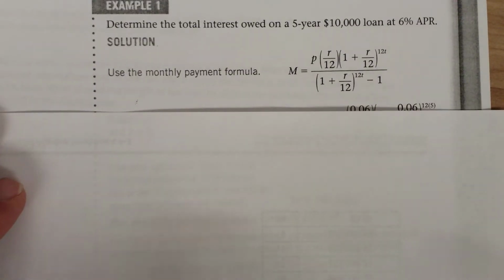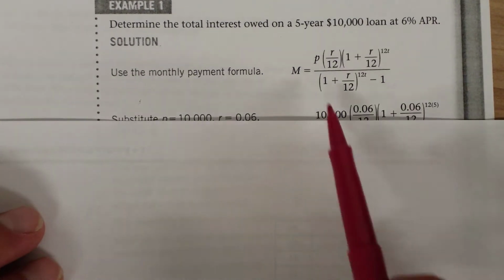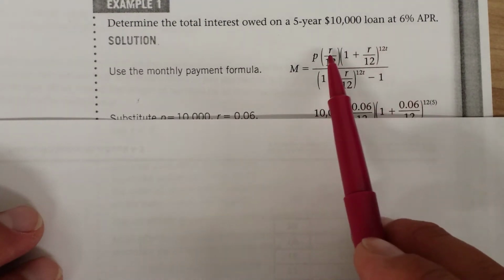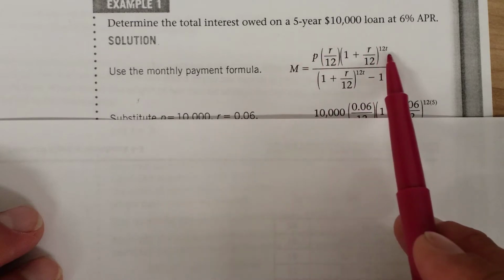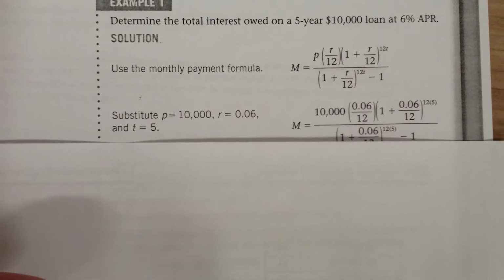So in the example here, determine the total interest owed on a 5-year $10,000 loan. The principal would be $10,000. The rate would be 0.06. T would be 5. There's the R again, and there's the T again. So you would just plug those numbers in.